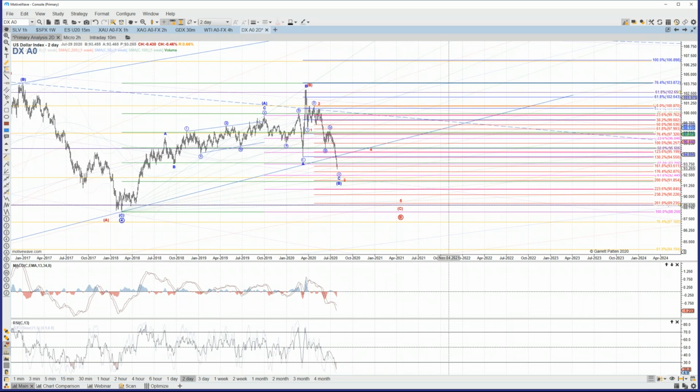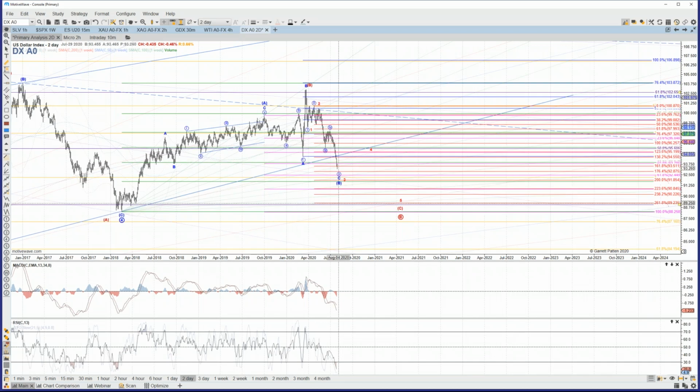or a third wave as part of this red wave C, setting up a fourth wave bounce. But with no indication of a local bottom in place, this could still continue to stretch lower near term. Our next fib support level is 92.87 and then 91.85 before we get at least a fourth wave bounce here.